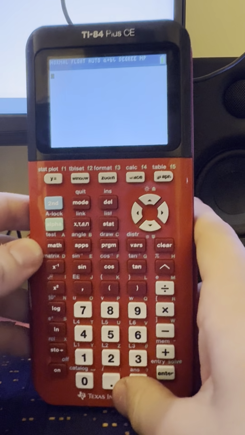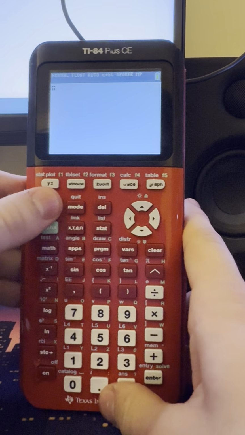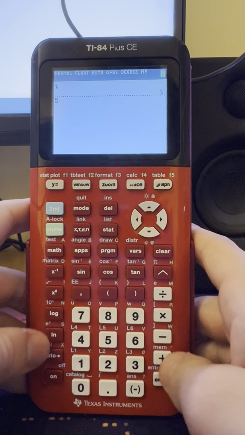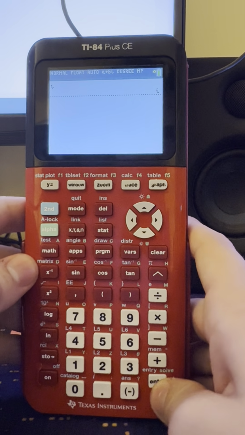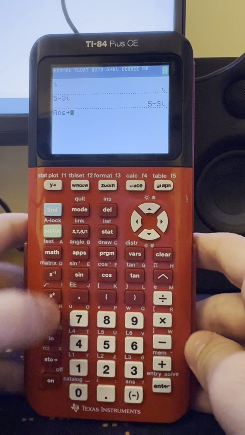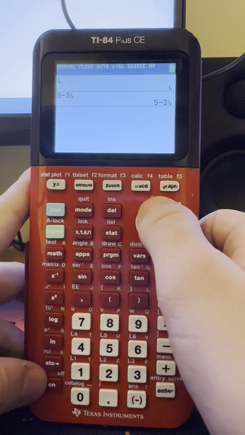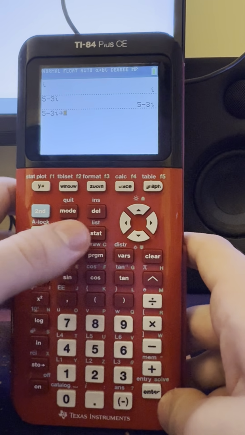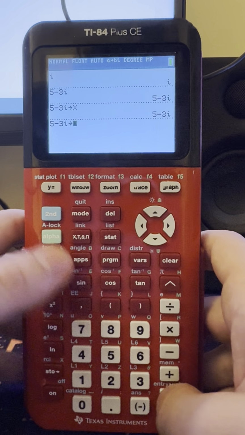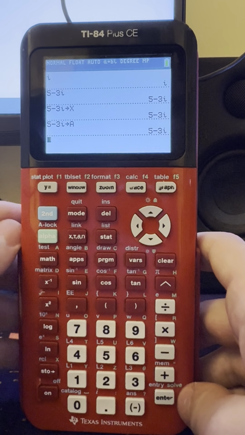Real straightforward. If you want to press i, you do second period and it makes an i show up. We can do something like 5 minus 3i, and it'll save that as a number. If we want to save this to a variable, you can use the store button. You could store it to x, or store it to alpha a, and then it's stored to a.